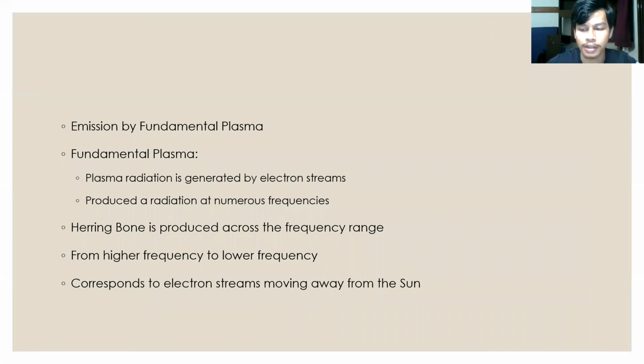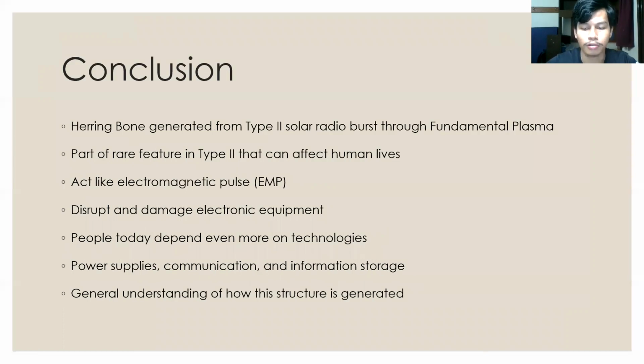Fundamental plasma emission is an emission in which the plasma radiation is generated by electron streams, whereby the electron stream produces a radiation at numerous frequencies. This is why the herringbone is produced across the frequency range, which is moving from higher frequency to lower frequency. This corresponds to electron stream moving away from the sun. As a conclusion, the herringbone structure of our event is generated from type 2 solar radio burst through fundamental plasma emission.